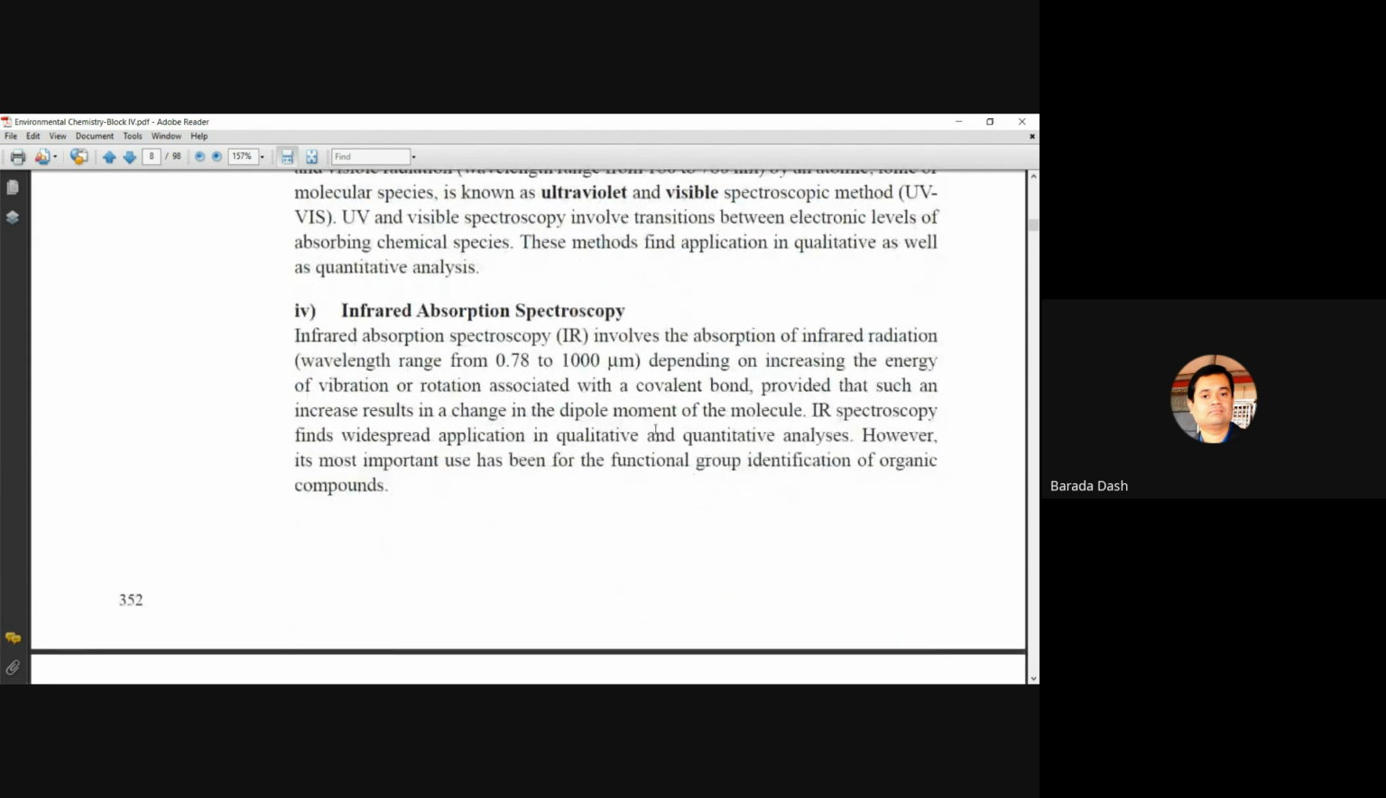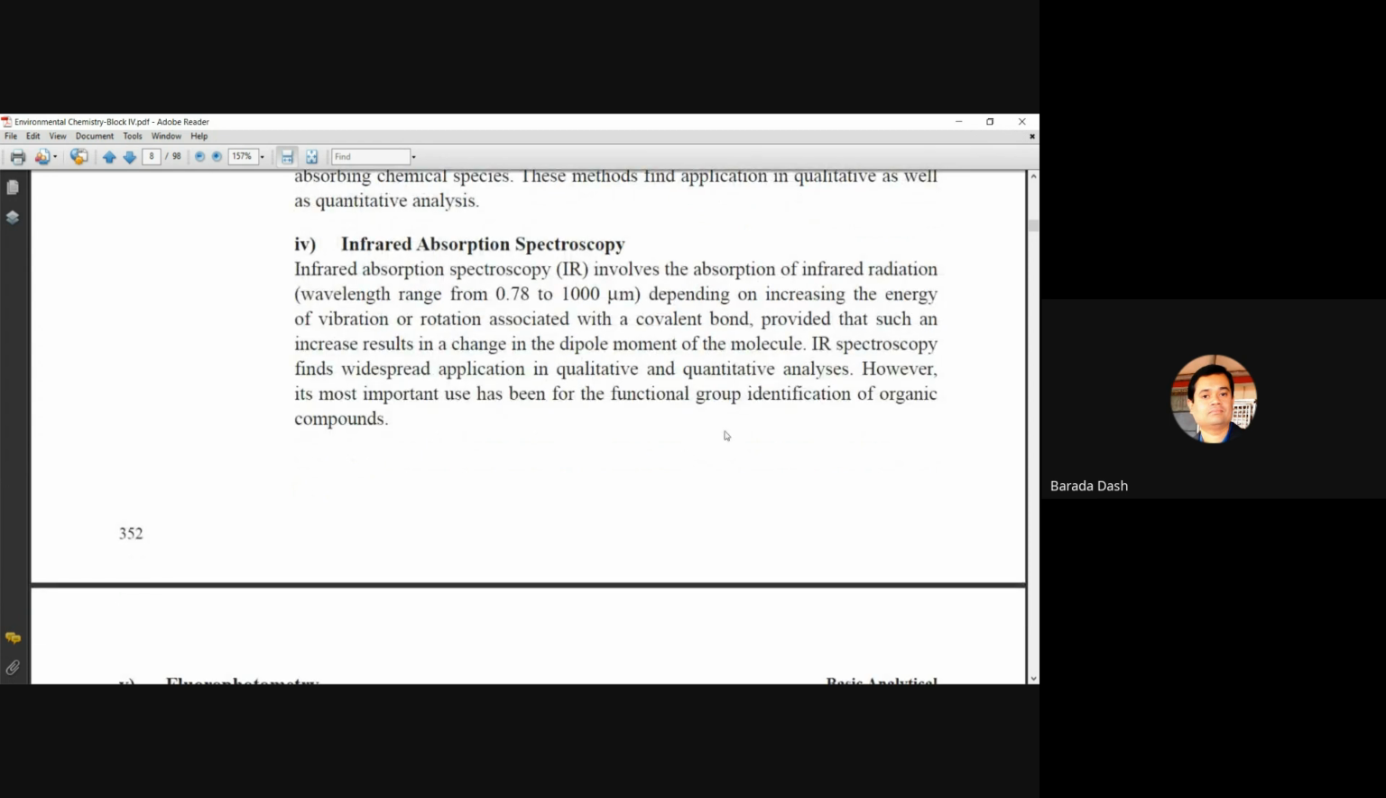Next is IR absorption. IR absorption is infrared spectroscopy, which involves the absorption of IR radiation. IR radiation wavelength is 0.78 to 1000 micrometers, just after UV visible. So basically, what happens in IR radiation? There is an increase in the energy of vibration or rotation associated with the covalent bond. So basically, there is a vibration due to absorption of infrared radiation.